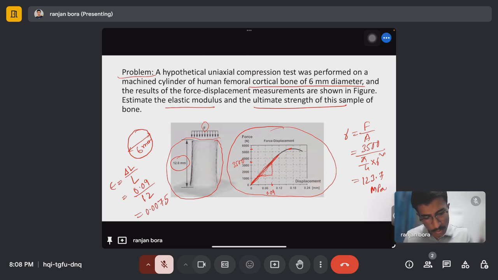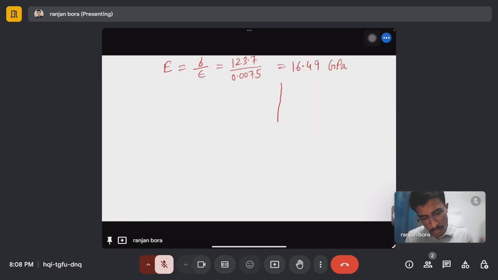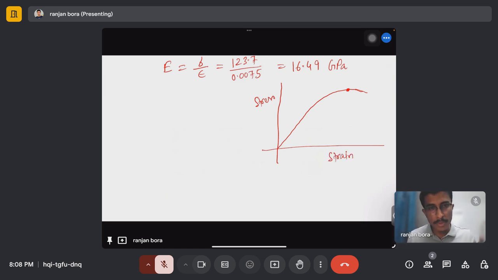Because if it is a stress strain plot, then this maximum stress and strain, the point at which the stress is maximum, that point is known as the ultimate strength of the material.